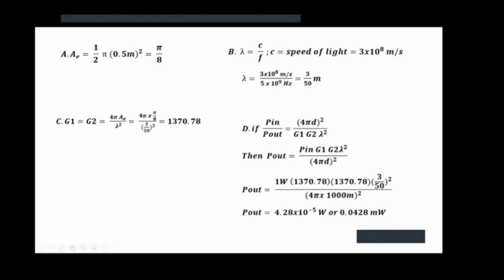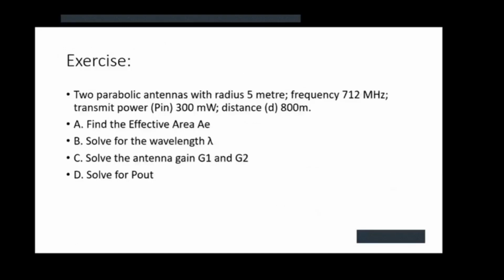4.28 times 10 raised to negative 5 watts, or if we convert it into milliwatts, just move the decimal point to the left, so 0.0428 milliwatts. Most of the time, our power is in terms of milliwatts, so let us try to get the milliwatt units. I hope that makes sense to you and it is clear.